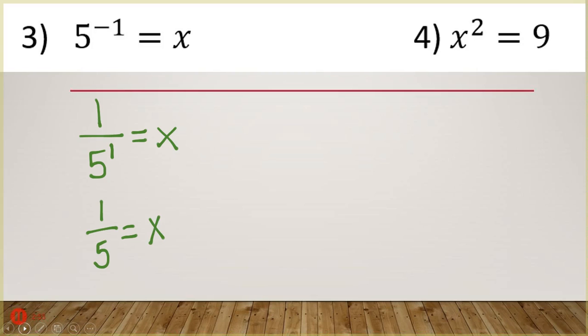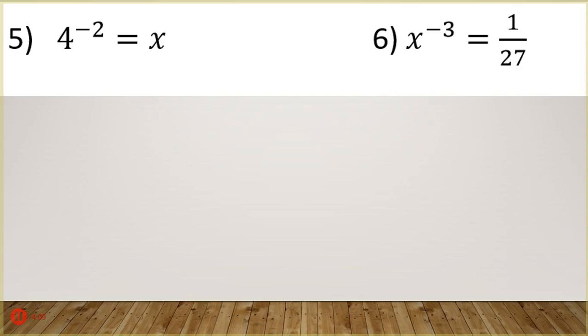For question 4, however, that is just a regular quadratic, and we need to find the base that is going to result in an answer of 9. So what number squared is equal to 9? When we do that, we take our square root, and we actually find that x can equal positive or negative 3, because both of those will give you 9 when you square it.